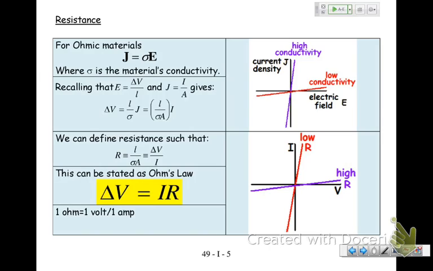So ohmic materials are kind of like wires, graphitic materials, that kind of thing. For ohmic materials, the current density is equal to my conductivity times my electric field, where sigma is the material's conductivity. Let's have a look. Electric field equals my potential difference over my L. That's an L. I'm sorry about that. That's an L. It's getting confused with an I, so just be careful about this.